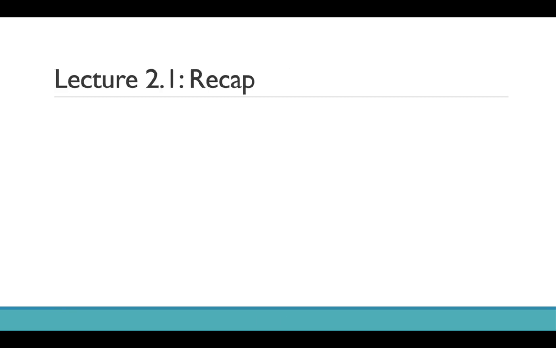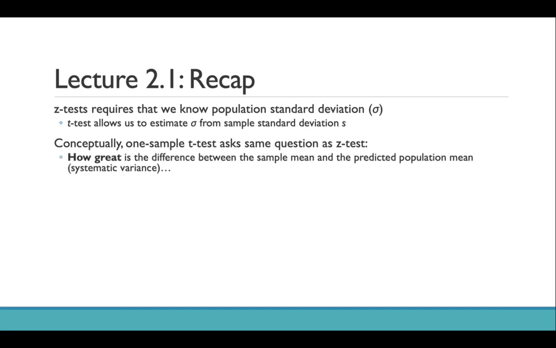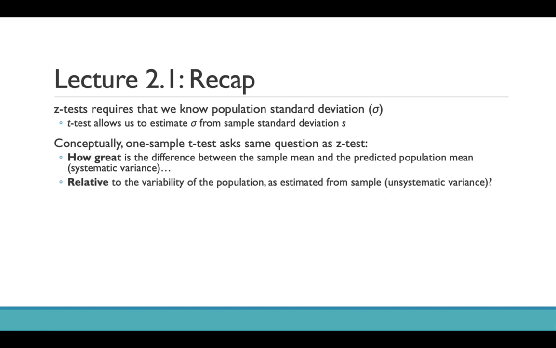So, as always, we covered a lot in this lecture, and I want to close with a brief recap of some key points. Z-tests require that we know the population standard deviation, sigma. The t-test, which we introduced in this lecture, allows us to estimate the population standard deviation from the sample standard deviation. Conceptually, one-sample t-tests ask the same question as the z-test. How great is the difference between the sample mean and the predicted population mean, in other words, the systematic variability, relative to the variability of the population as estimated from the sample, in other words, unsystematic variability?